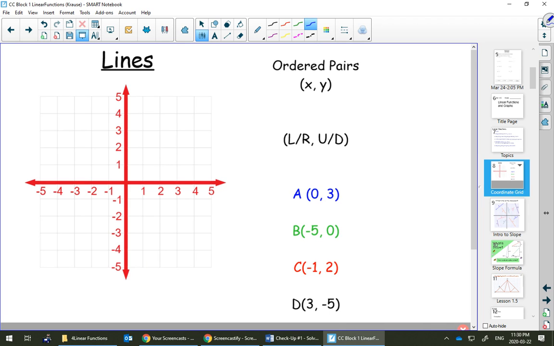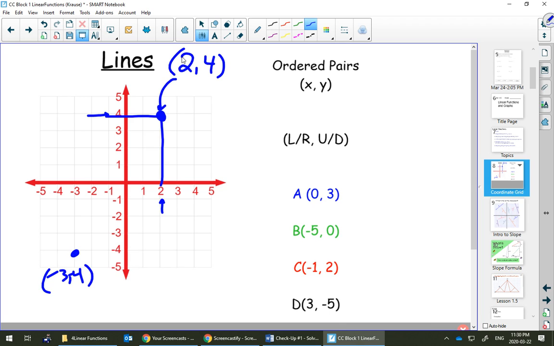So if I wanted to plot a point, let's say (2, 4), I would find x as 2 and y is 4. I'd find where x is 2 and where y is 4, and where those two points meet is where I plot my dot. So my dot would be (2, 4). If I wanted to plot (-3, -4), it would be down here. If I wanted to plot (-5, 2), it would be here.